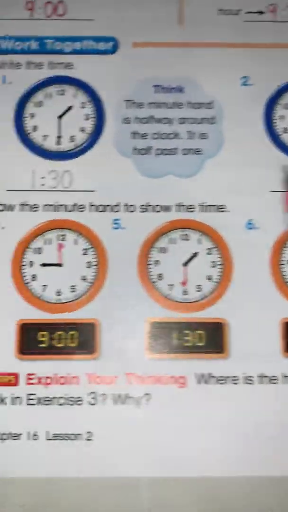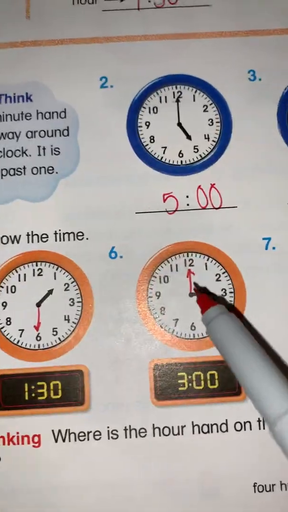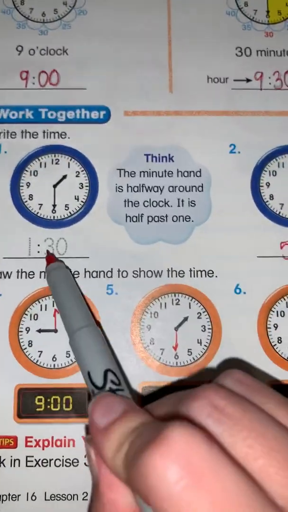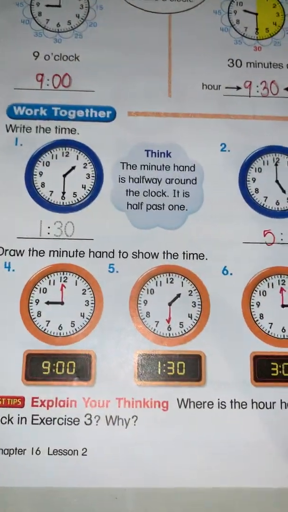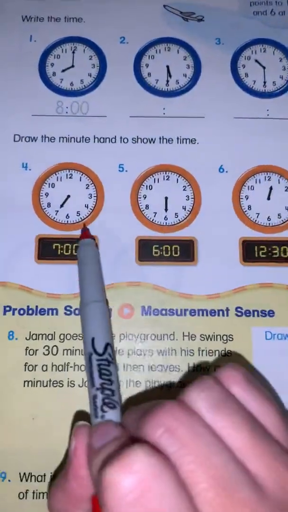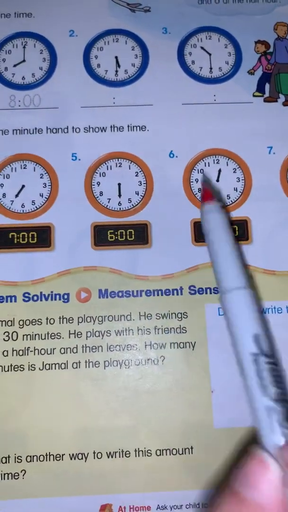So the minute hands either go straight up or straight down. Straight up or straight down. And your times are either 30 or o'clock, right? So not too many options on this. So on the back, write the times for those clocks and draw the minute hands for those ones. So they'll either go straight up or straight down.